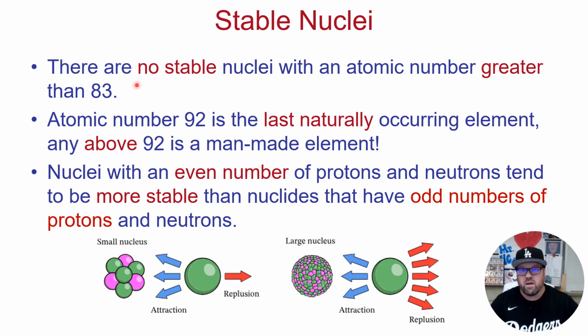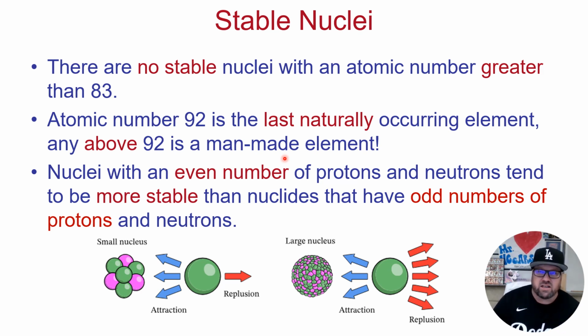Right, so quick note, there is a limit. On the periodic table, there's a point at which it's not possible for stable nuclei to exist. There are no stable nuclei with an atomic number greater than 83, which I believe is bismuth. Yes, bismuth. Okay, so atomic number 92 is the last naturally occurring element. This is uranium, very famous. So any element above 92, from 93 to 118, is synthetic. It's got to be made by humans in a nuclear chemistry laboratory or a particle accelerator or a nuclear reactor.